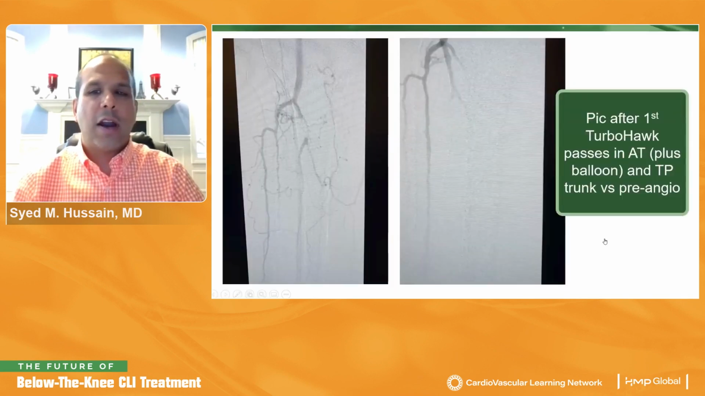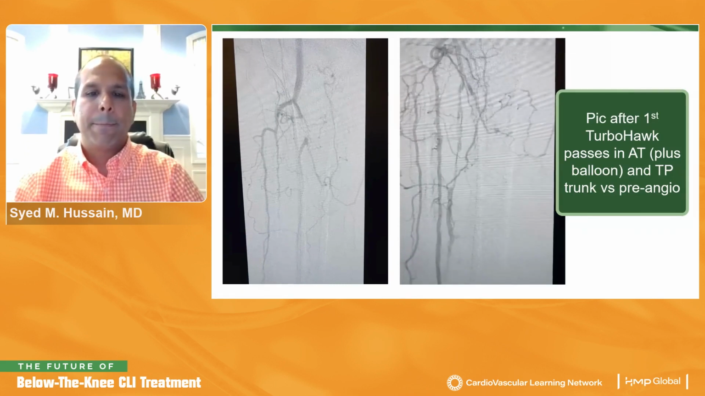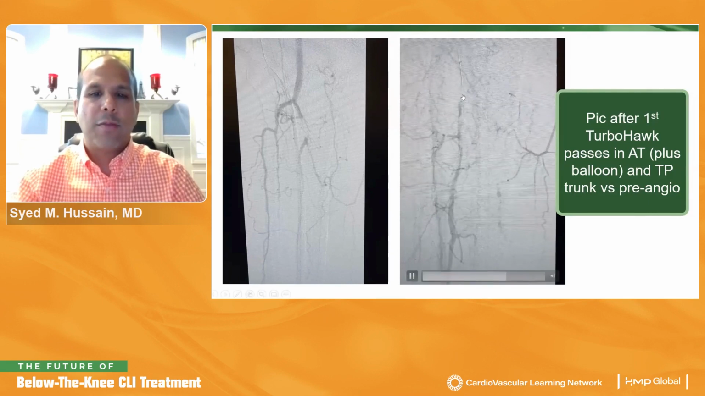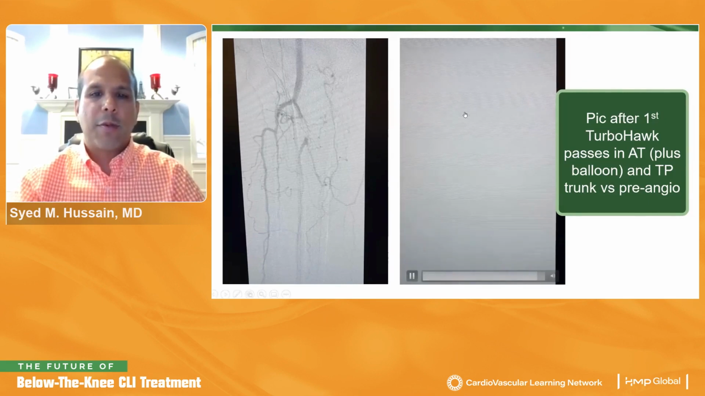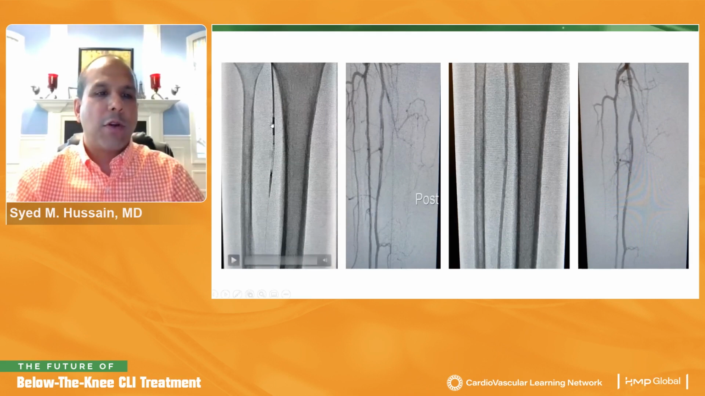So this was our pick after the first TurboHawk passage through the anterior tibial artery, and you can see you actually have a nice flow channel here in the peroneal blood vessel, and then a nice channel here in the anterior tibial artery that we didn't have before. You have a big dissection plane here in the proximal peroneal artery. When I re-entered, let me do that one more time. So this was our picture after we did the atherectomy in the peroneal artery.